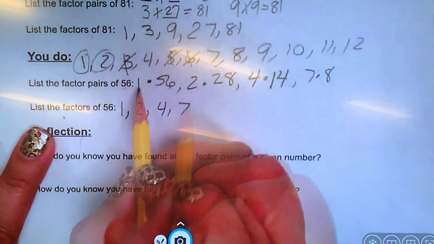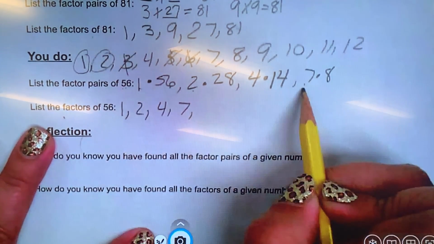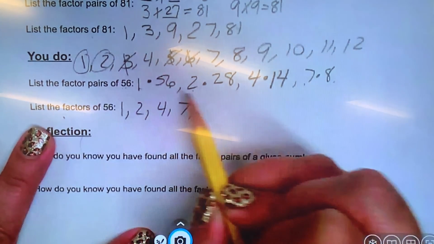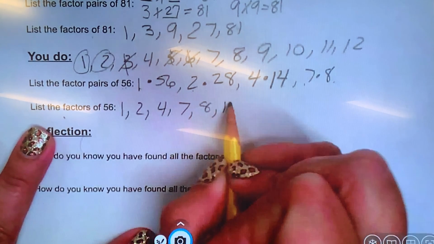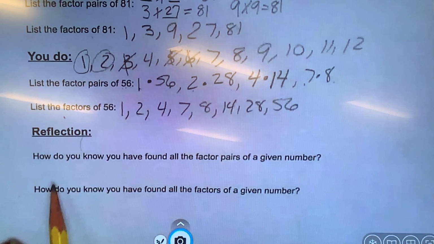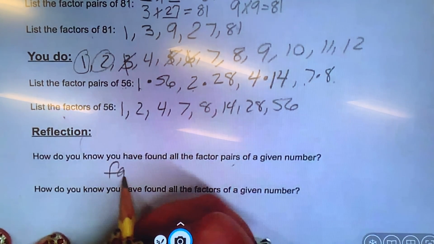You take the first number in each set, going left to right, and then you take the last number in each set, going right to left, and they will be in order from least to greatest. How do you know you have found the factor pairs of any given number? The factors start repeating.